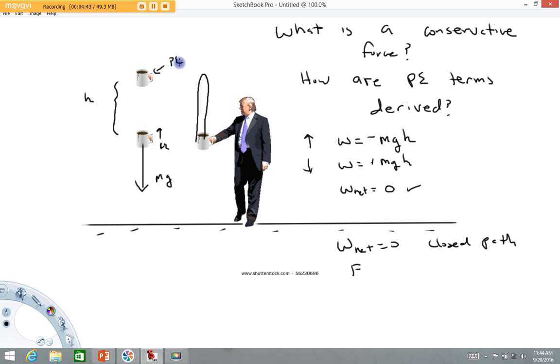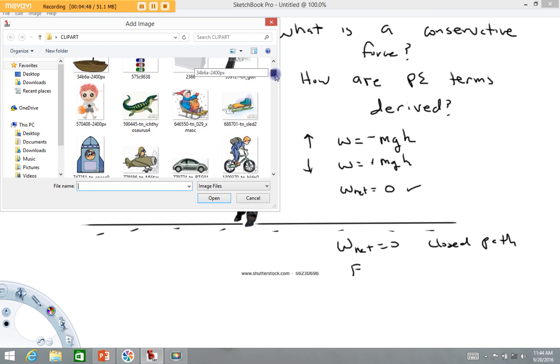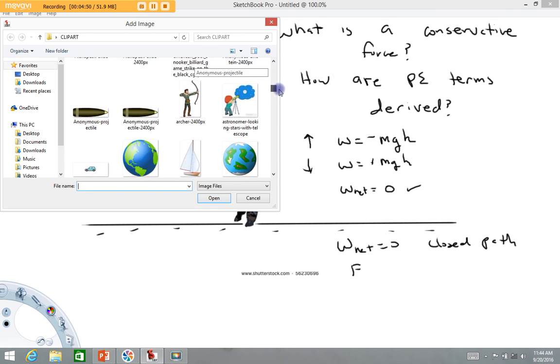Let's compare that to a different example. Where's my favorite race car here?